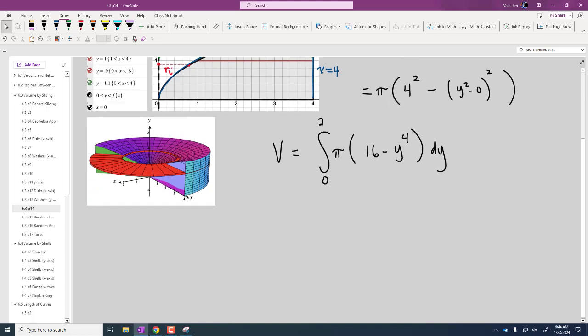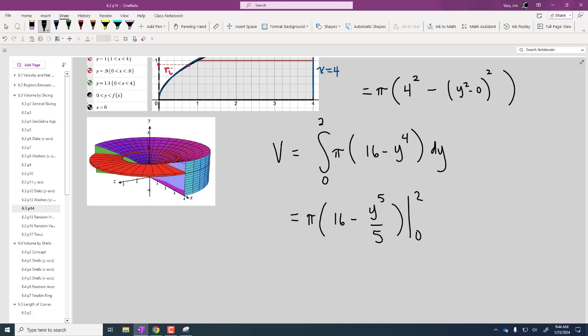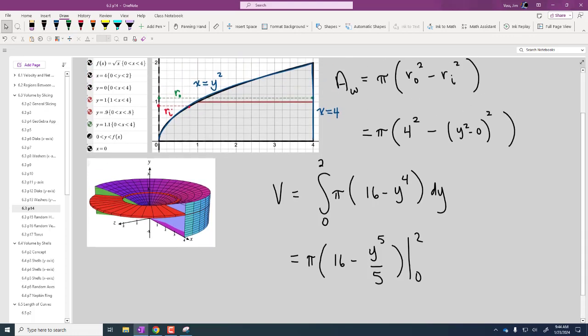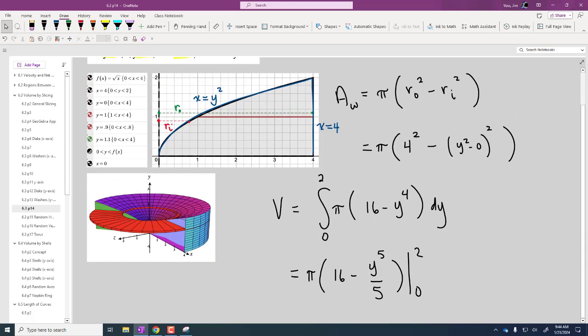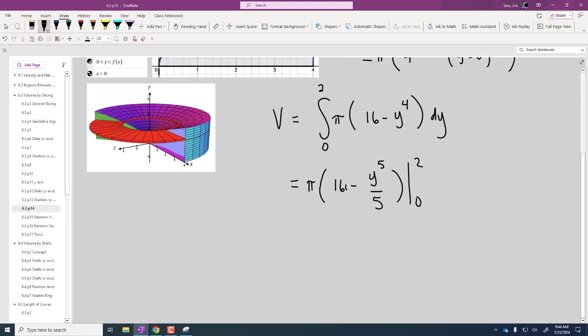So the integration here hopefully is not too crazy. We integrate the way we do polynomials. We add 1 to the exponent, divide by the new exponent. Doesn't 16 need y? 16? So y. 16y, right? 16y. Oh gosh, my integration is terrible today.